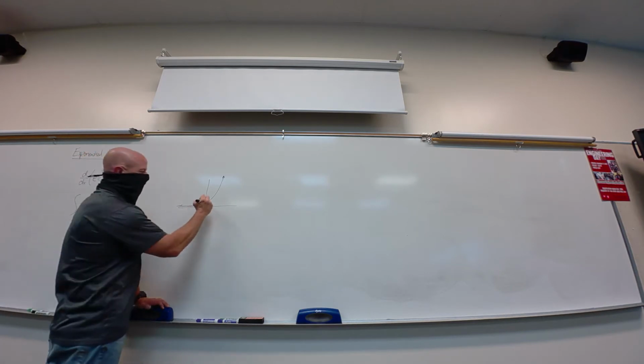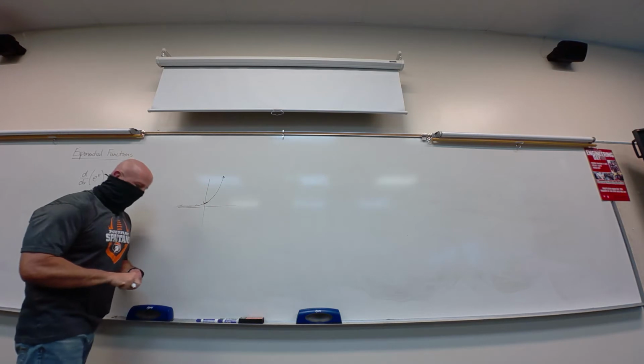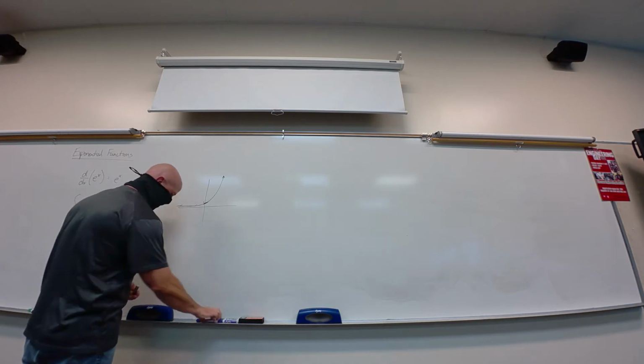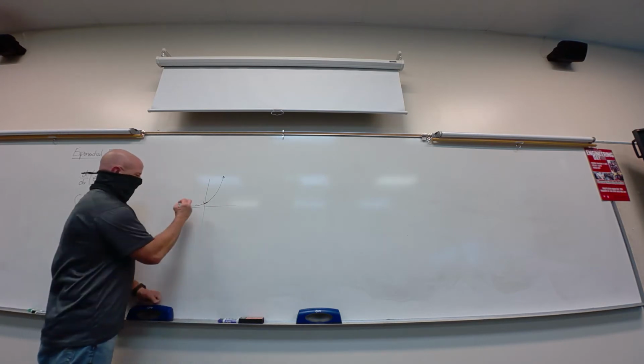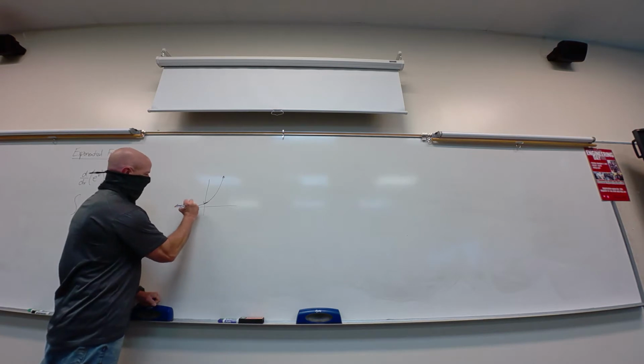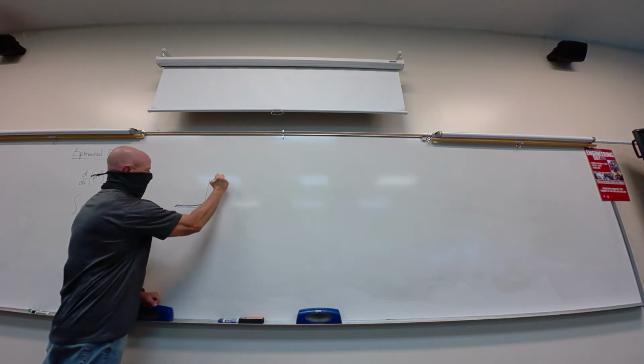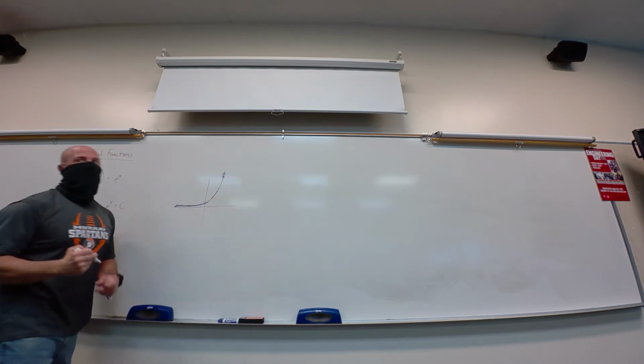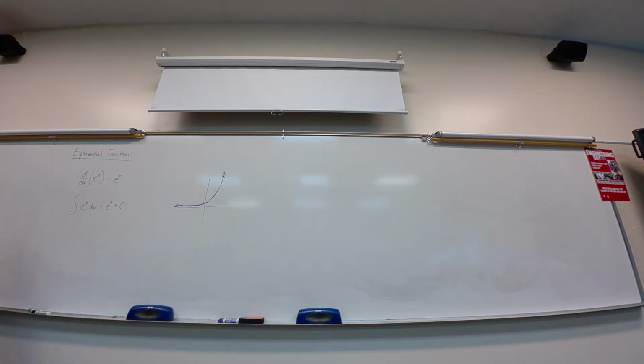And then it starts getting bigger. So here's the actual derivative graph. It's the same graph. I like this. Slopes mirror that same graph.